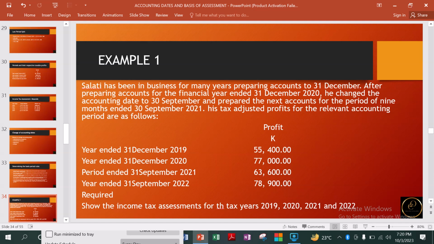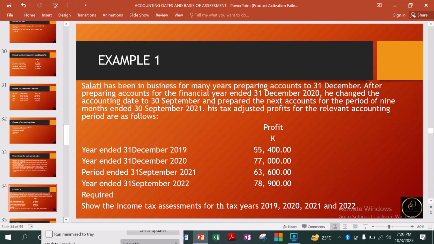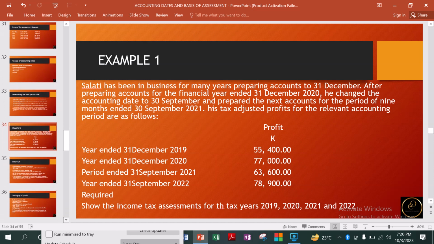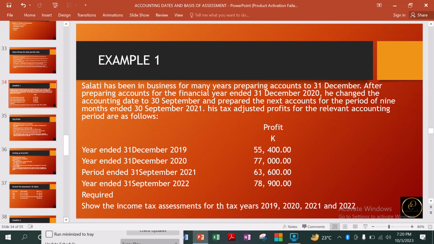Okay, so now what do we note in this particular case? All these accounting dates are falling between 1st April and 31st December. So meaning that ordinarily the normal rules will apply, which is the current year basis. Okay, current year basis. That's what we are supposed to use. Then we notice that the last accounting period is less than 12 months.